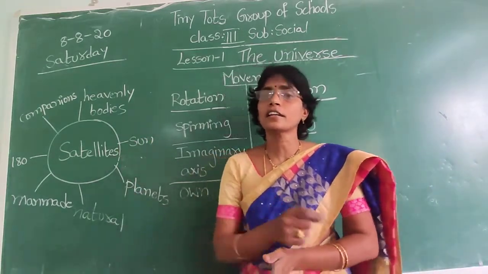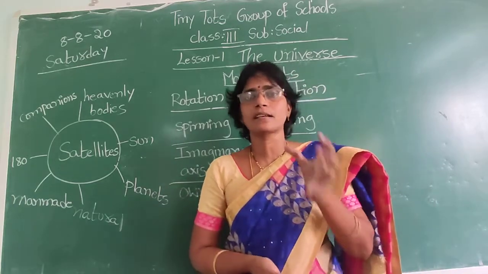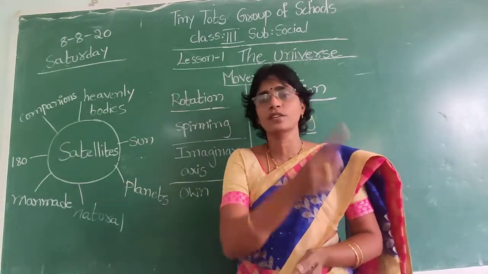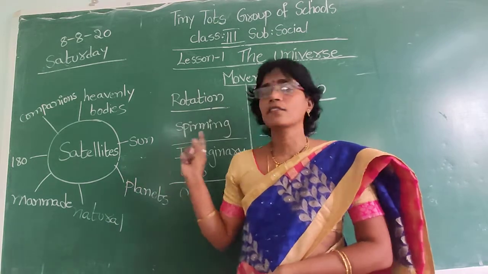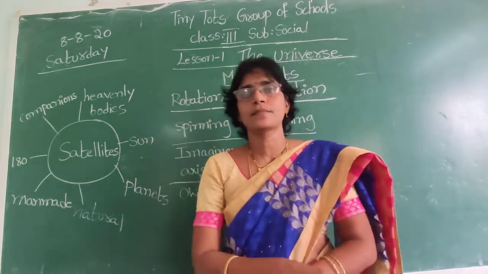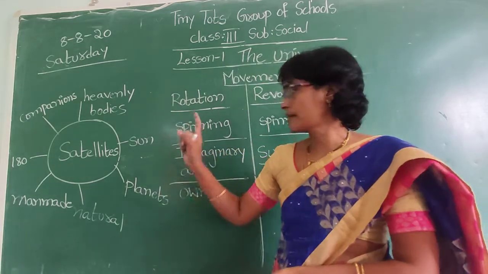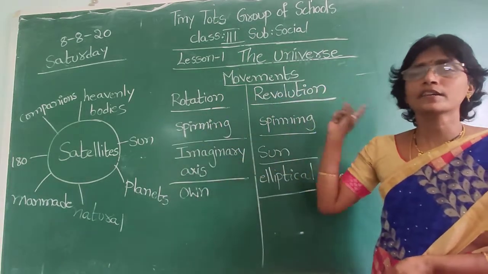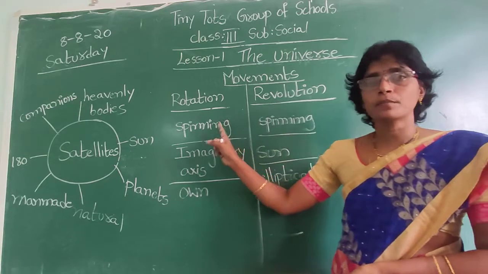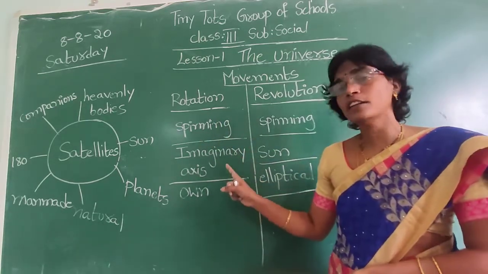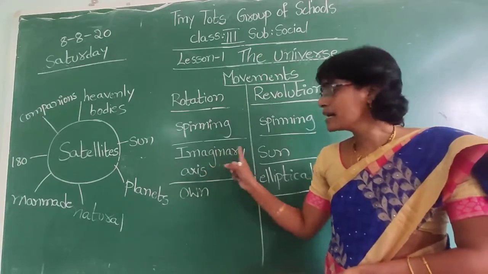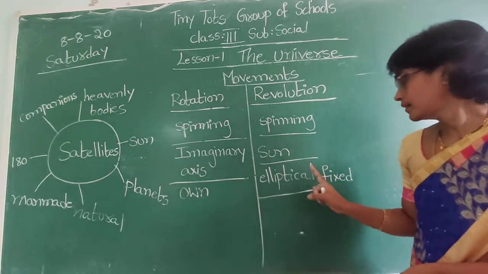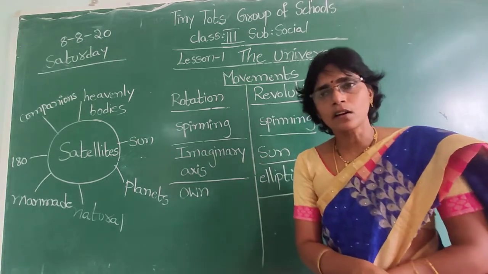And satellites. There are nearly 180 satellites, and they are companions closer to the planets. They revolve around the planet, and these planets are revolving around the sun in their fixed orbits. This is about satellites. And there are two types of planetary movements. One is rotation, and another one is revolution. The spinning of a planet on its own imaginary axis is called rotation. The spinning of planets around the sun in an elliptical and fixed way is called revolution.